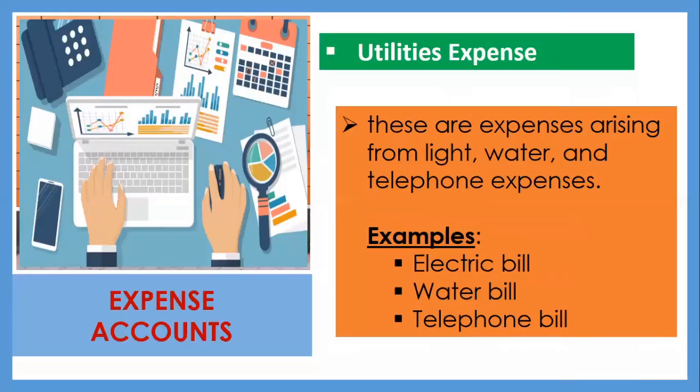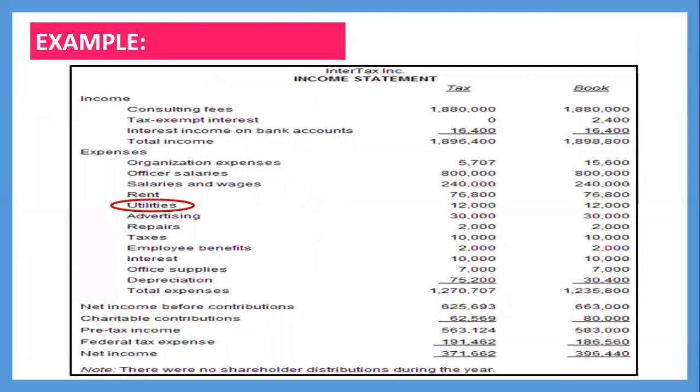Utilities expenses are expenses arising from lights, water bill, telephone bill, etc. These are examples of utilities expense. And in your income statement, this will also appear under expenses because this is considered an expense to the part of the company because there is an outflow of money.